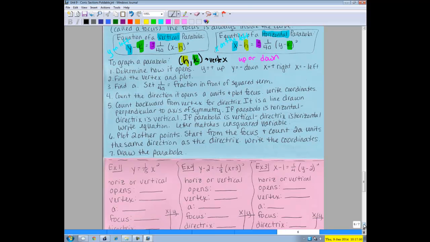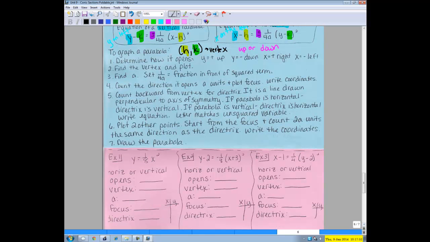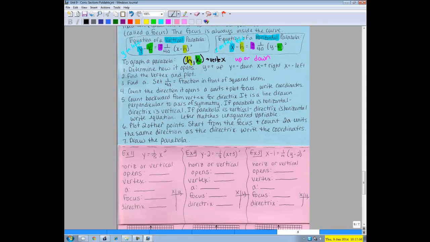So let's work on our first problem. I'm actually going to make this a little bit smaller so that I won't have to keep flipping back and forth. Okay, so first thing it asks, is it horizontal or vertical? Well, my y is on the left. If my y is on the left, it is vertical. So this one is vertical.